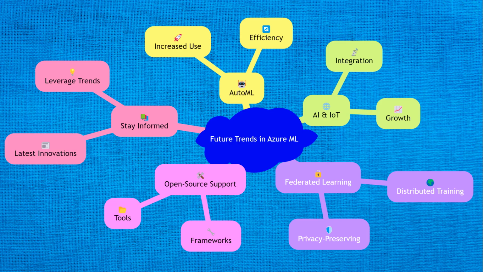The field of machine learning is constantly evolving, and Azure ML is at the forefront of these advancements. Future trends include the increased use of automated machine learning, AutoML, the integration of AI with IoT devices, and the adoption of federated learning for privacy-preserving model training. Azure ML is also expected to enhance its support for open-source frameworks and tools, providing even more flexibility for data scientists and developers. Staying informed about these trends will help you leverage the latest innovations in your machine learning projects.